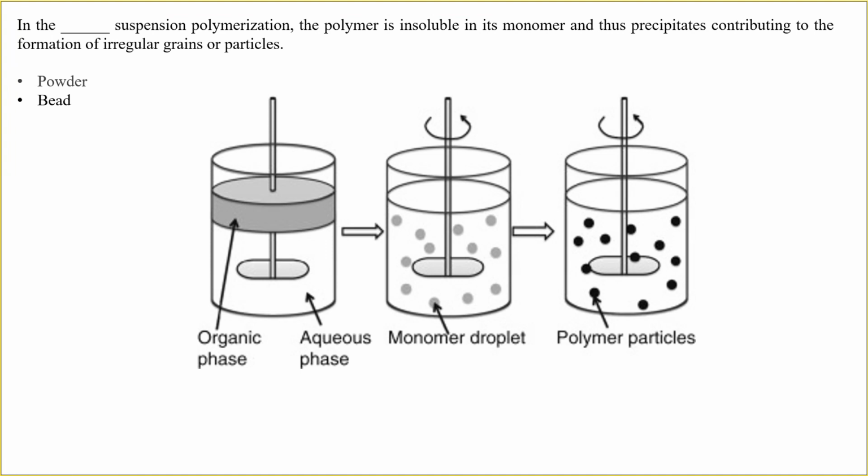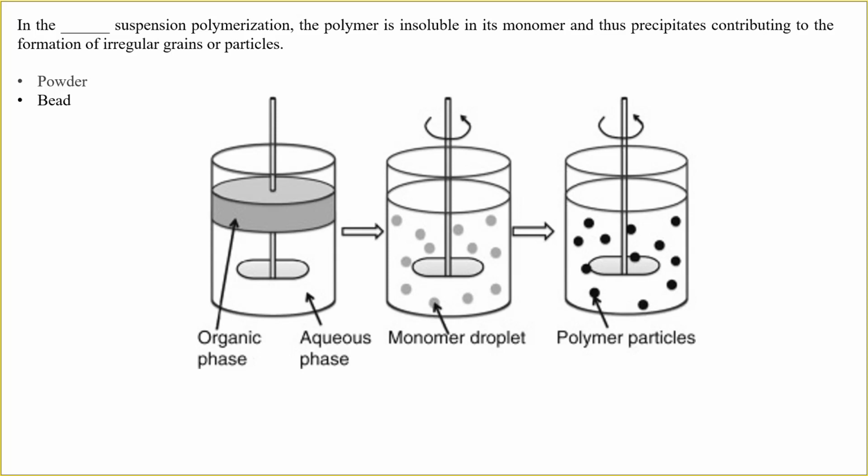In the blank suspension polymerization reaction, the polymer is insoluble in its monomer and thus precipitates, contributing to the formation of irregular grains or particles. Here you can see a schematic where we have the organic phase and the aqueous phase, and there is an impeller which is mixing the entire mixture. In the organic phase, monomers come into the picture inside the aqueous phase, and the monomer droplets, when they undergo polymerization, give rise to the polymer particles. This kind of polymerization process is the suspension polymerization process, where the particles are suspended in a solution.